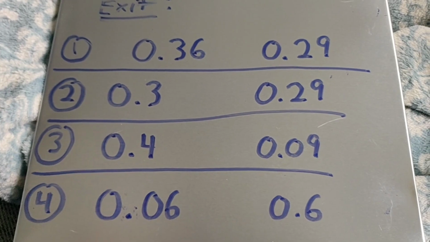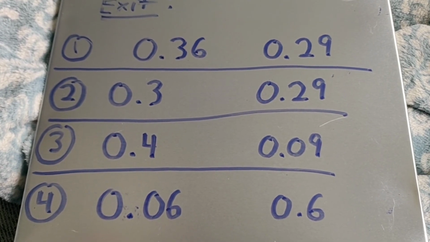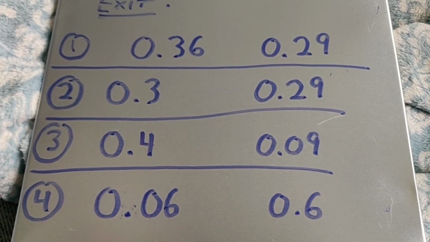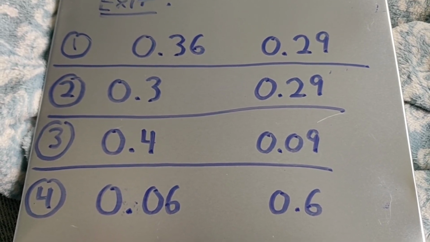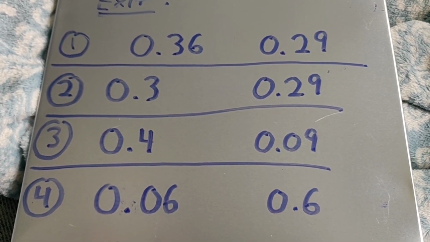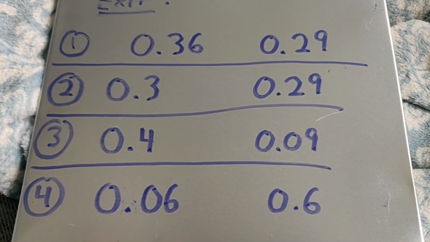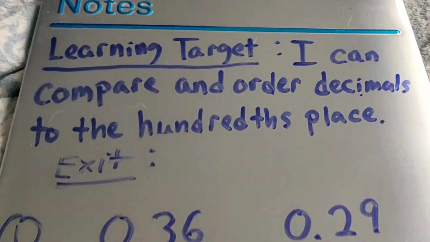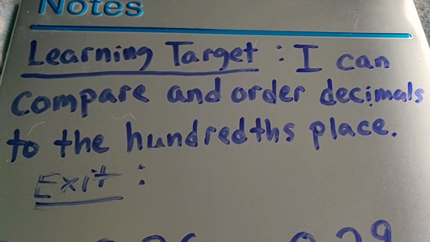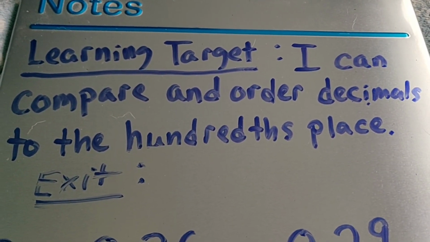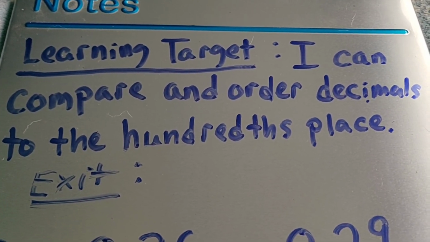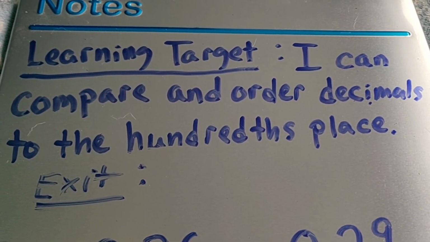So in other words, I want you to set up each of these problems the same way that I set them up in the examples right before the exit ticket, to show me that you understand what you're doing and that you understand your work. You'll notice today that we only got to the part of the learning target, I can compare decimals to the hundredths place. So our next lesson is going to be, I can order decimals to the hundredths place.